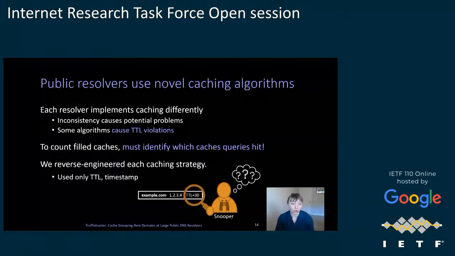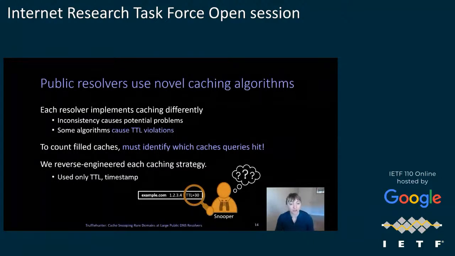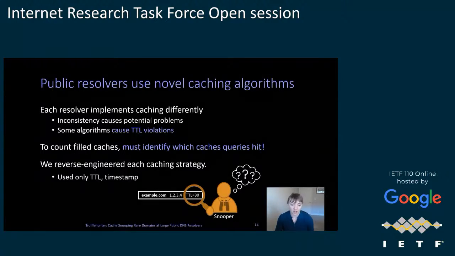I've mentioned that in order to do our measurement study, we need to count how many caches have been filled with a domain, and that means we need to be able to identify which caches our queries have hit. So we had to understand the caching strategy of each of these 4 public resolvers. To do that, we only have access to the TTL and the timestamp of the DNS queries that we were sending, which made reverse engineering these things kind of challenging. So I'll go over now how we did that.